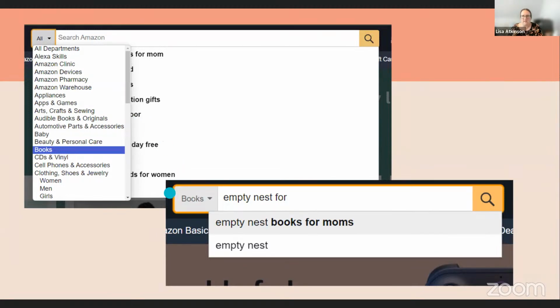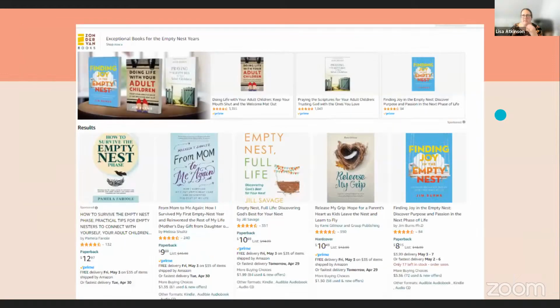So in this case, this is an Amazon search. I set it to books, and then I chose empty nest. So I wanted to focus on the niche related to empty nest, people that just have their kids starting to graduate from high school and leaving home. So here's some of the results that came up when I did that search.